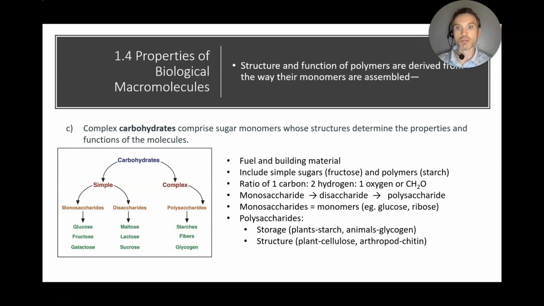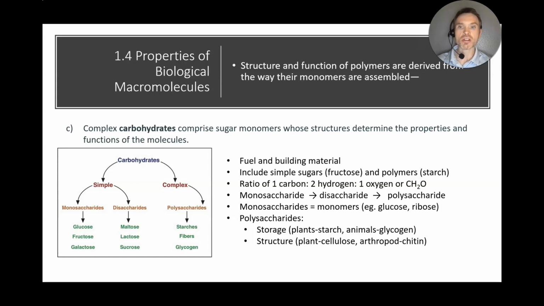The next macromolecule are carbohydrates. Complex carbohydrates are comprised of sugar monomers whose structure determines the properties and function of that molecule. Sugars can be in the form of simple sugars, such as monosaccharides. Some that you may be familiar with include glucose, fructose, and galactose. Disaccharides, di being 2, include maltose, lactose, which is in milk, and sucrose. And they also form complex carbohydrates, which are our polysaccharides, such as starches, fibers, and glycogen.